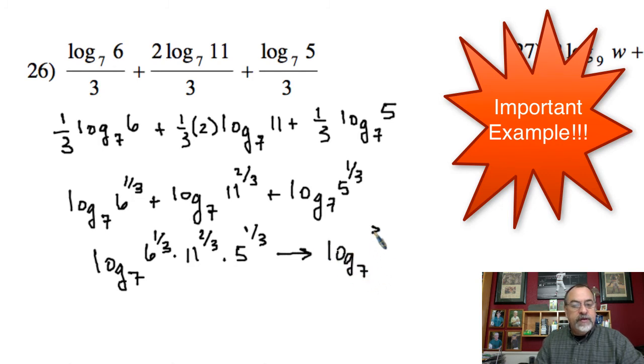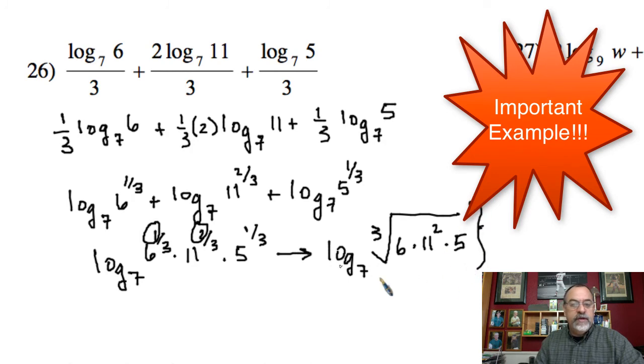So log base 7, the cube root of the 6, there's only one of them. Remember, that's the numerator. However, this is times 11 squared because the numerator is a 2. And then times 5, and there's only one 5. So this would be the condensed version for number 26. Now, we could multiply those all together if we wanted, but I'm willing to leave it like that for this example.